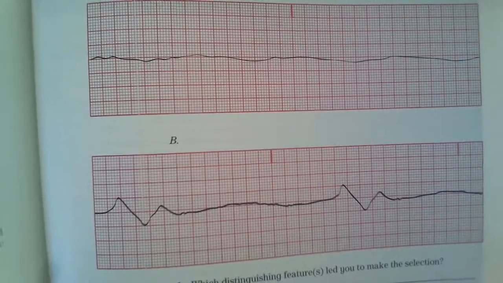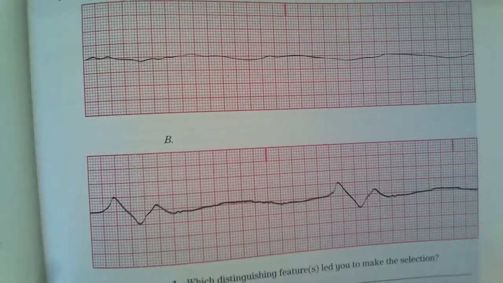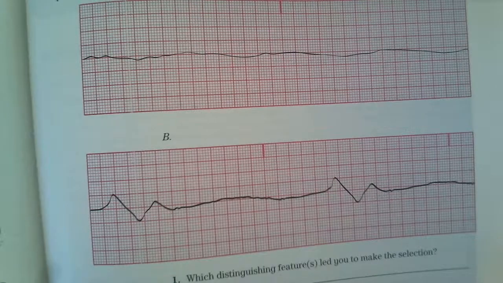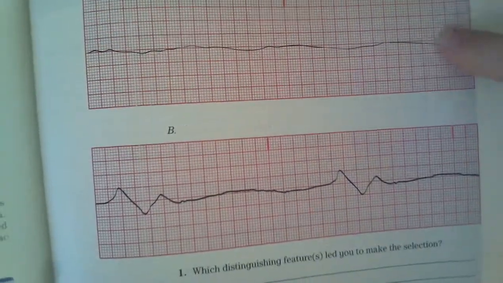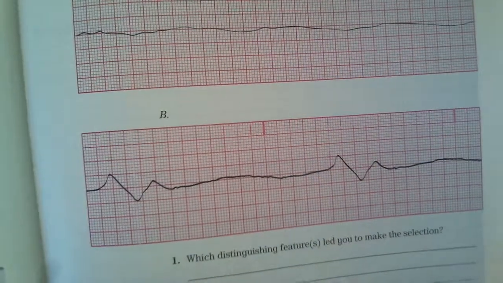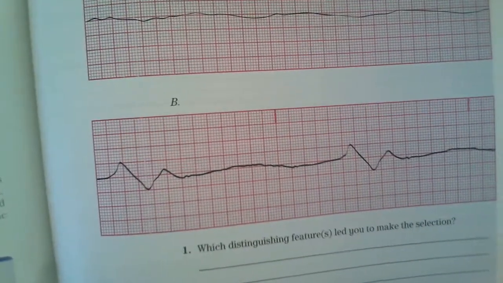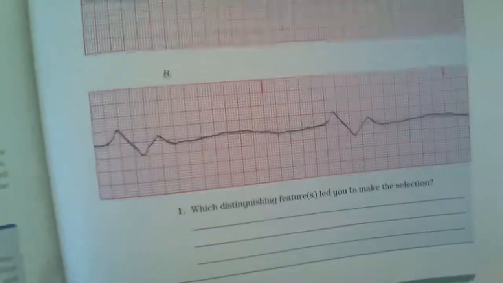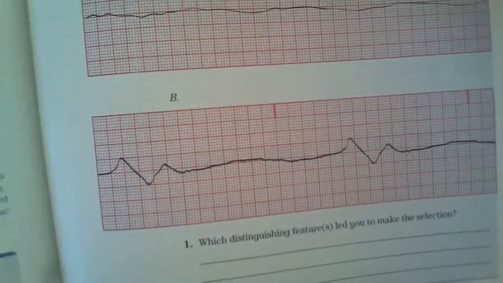So your lethal rhythms are ventricular tachycardia, ventricular fibrillation, asystole, which is a flat line, agonal, which is wide, bizarre QRSs with a rate below 20, and torsades de pointe can turn into a lethal rhythm.